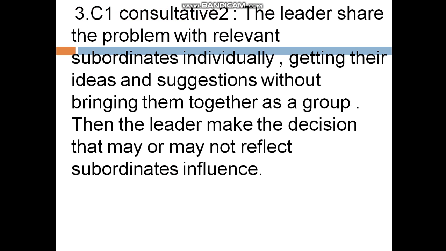Third one is C1 consultative to autocrat. The leader shares the problem with the relevant subordinates individually. Any problem, the leader shares with not all the subordinates, only relevant individuals, getting their ideas and suggestions without bringing them together as a group.